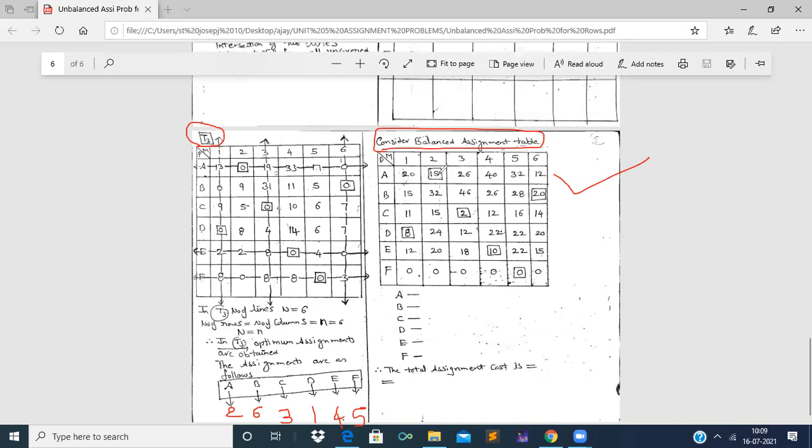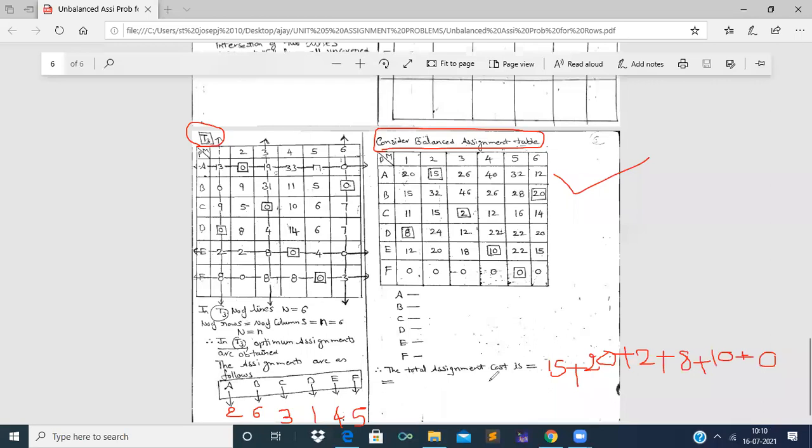What is the original cost corresponding to A and 2? A and 2 is, right, 15. Now, plus next, B and 6 is 20. B and 6 is 20, right? Next, C and 3 is 2. C and 3 is 2, right? And D and 1 is 8. D and 1 is 8. Next, E and 4 is 10. Next, last cost, right? F and 5 is 0. F and 5 is 0.